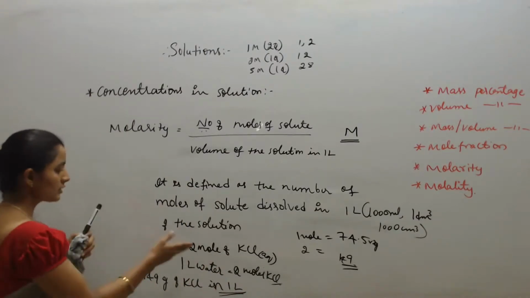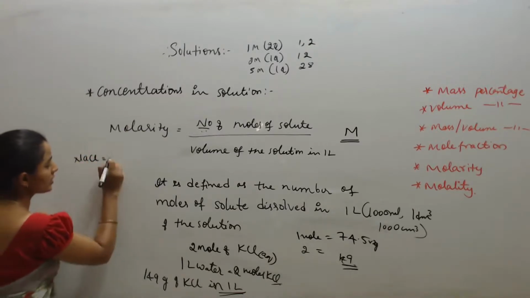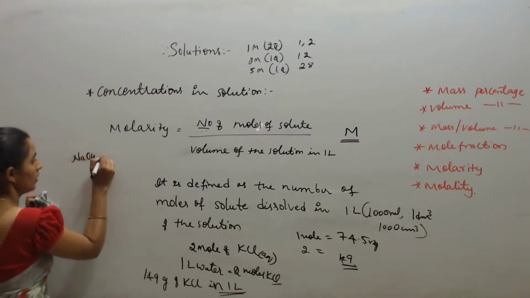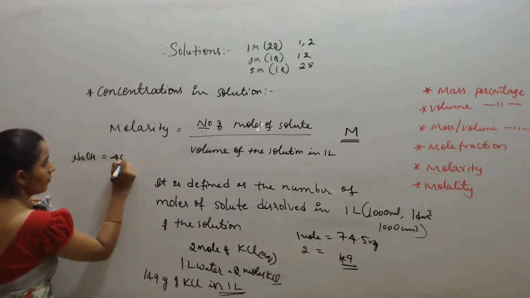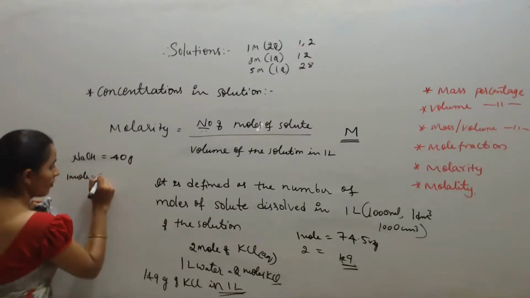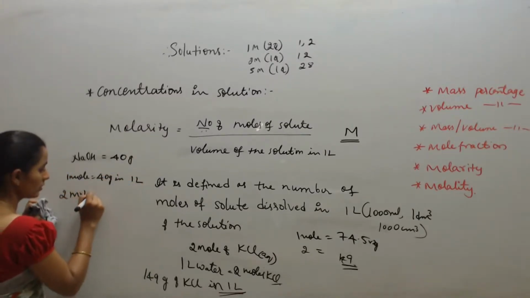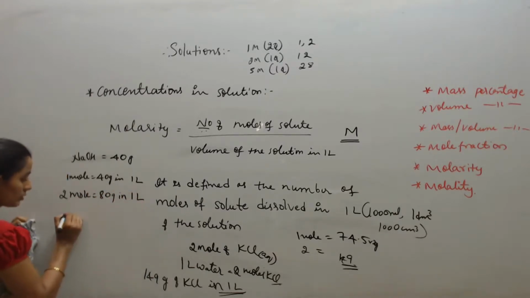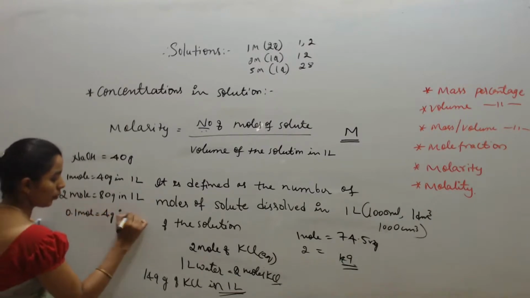If you want to check it, instead of KCl you take NaCl. Na means 23, Cl means 35.5. Or you take NaOH. You can easily understand. This is 23 plus 1, 24 plus 16, 40 gram. Okay. 1 mole means 40 gram in 1 liter. 2 mole means 80 gram in 1 liter. Okay, so 0.1 mole means 4 gram in 1 liter.